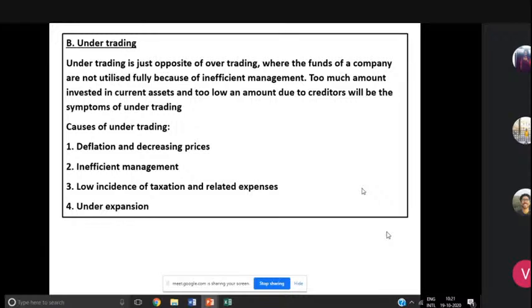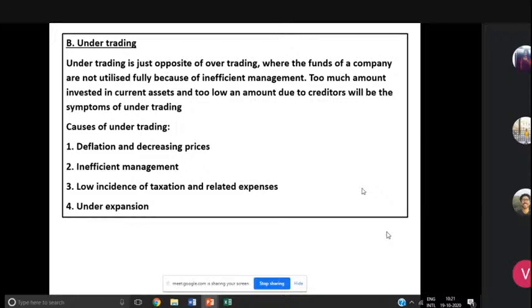Okay. When do you say your business is facing this scenario? Too much amount invested in current assets. What do you mean by current assets? Too much receivables from your customers. Your customers will be using your money for their personal purposes. As early as possible, you should collect the money from them. And too low amount due to creditors. What does it mean? Unless they make 2-3 phone calls, you will not make the payment. That is the business principle. As a young individual, you might think this way, you must pay on due date. In business practice, that doesn't happen. See what is given? Too much amount invested in current assets and too low an amount due to creditors will be the symptoms of undertrading.